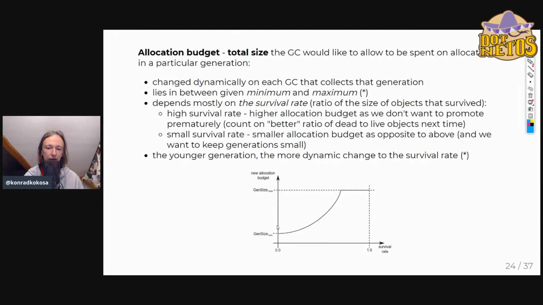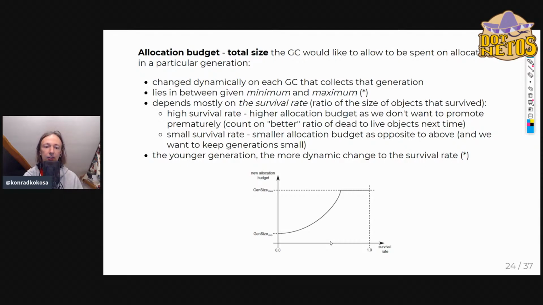And this is a graph that shows you how the new allocation budget will be calculated based on the survival rate. This graph changes depending on some fine-tuned parameters for every generation, but the whole concept is like you see here. Based on the survival rate, whether nothing has survived or maybe everything has survived, we will be setting the allocation budget somewhere between the minimum generation size and maximum generation size, which here I would rather say is the minimum and maximum allocation budget.